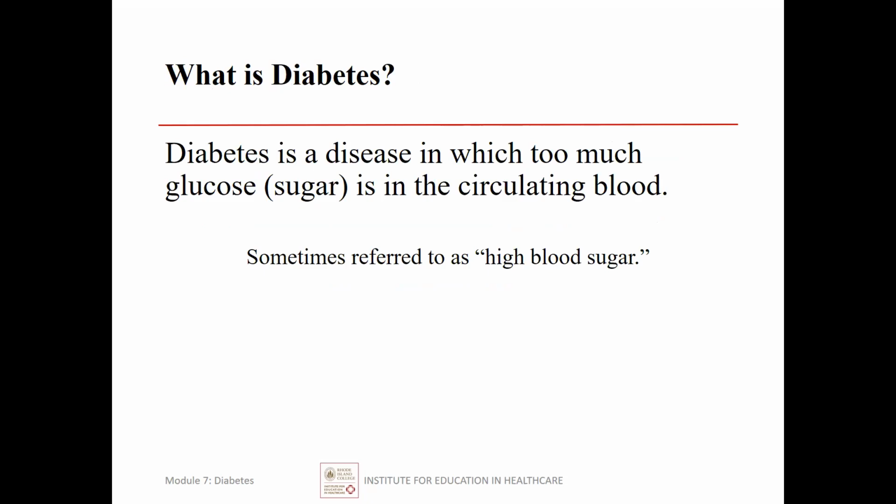So what is diabetes? Diabetes is a disease in which too much glucose or sugar is in the circulating blood, and for that reason it's sometimes referred to as high blood sugar.